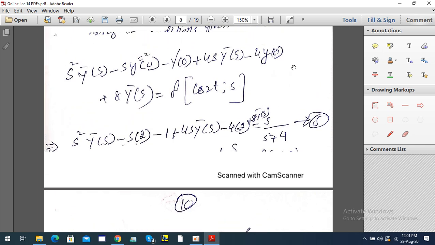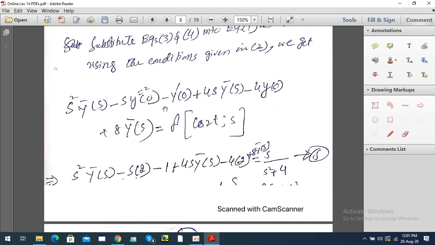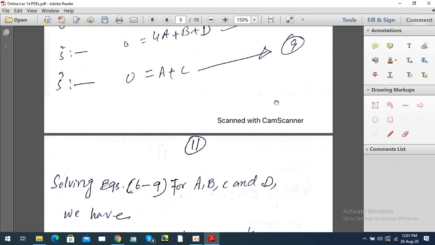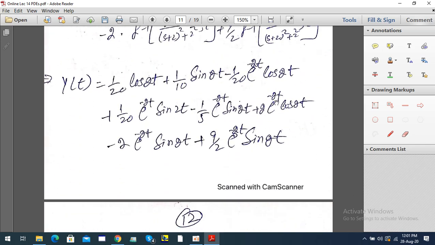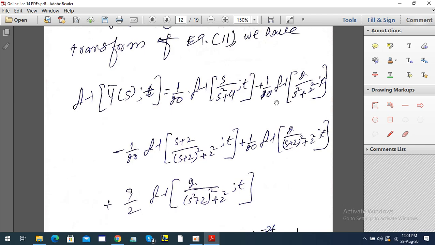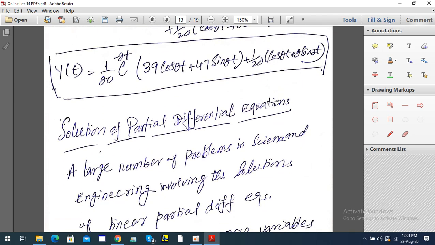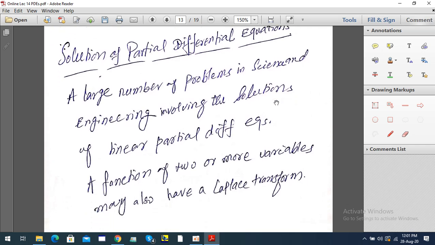When you apply this, you can see here y dash of 0, we have the value of this, which is 1, and y of 0, which is 2. So you can use that condition. So now, this is the ordinary differential equation.